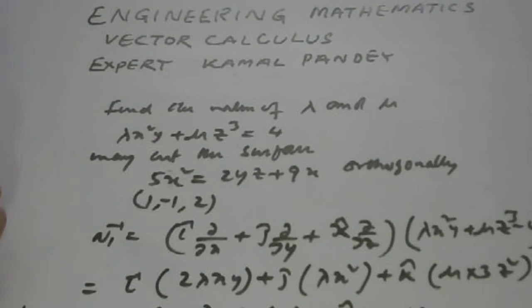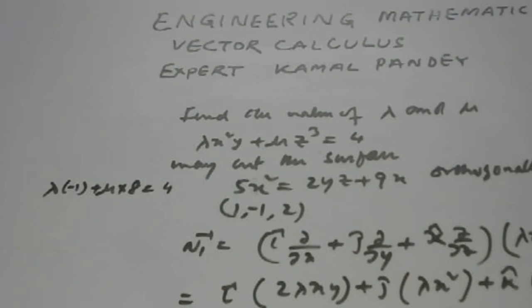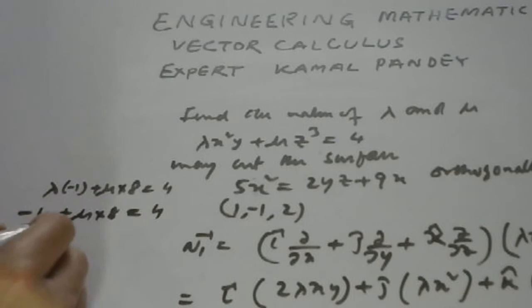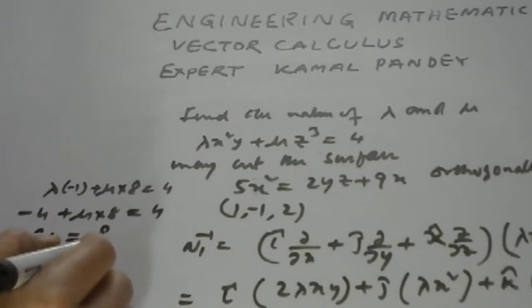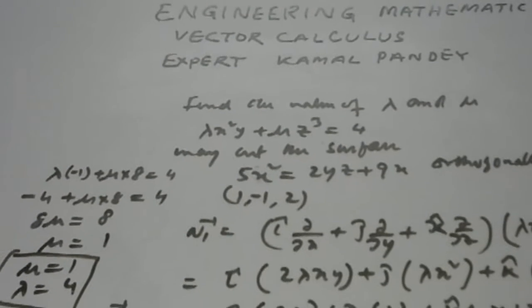We substitute the value of lambda into value of x is 1, y is minus 1, this is minus 1, plus mu into z, value of z is 2, this is 8 into 8 is equal to 4. From here we can calculate the value of mu. We substitute lambda 4, that means minus 4 plus mu into 8, that is equal to 4. 8 mu is equal to 8, value of mu is equal to 1. So mu equal to 1, lambda is equal to 4 is the required solution of the question, and this is the answer.